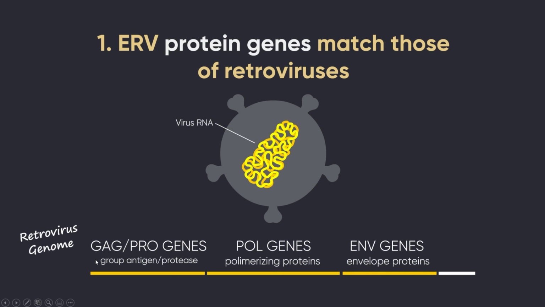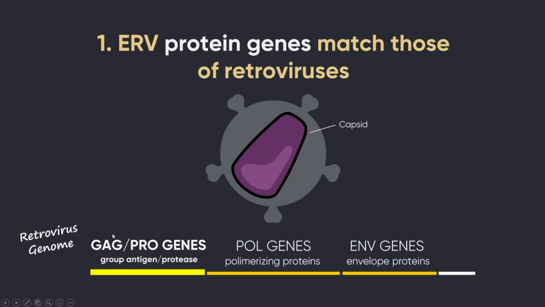A retrovirus has a segment that codes for gag genes, group antigen genes, and then a protease. The group antigen genes are the proteins that form a little capsule around the RNA genome. Some of them bind to the RNA. Some of them form a shell around it, an extra coating around it. And then there's a protease, which is a protein that breaks apart other proteins.